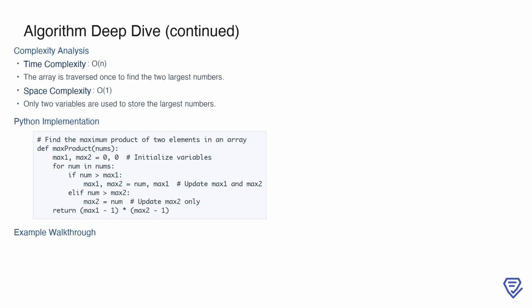If the current number is greater than max1, we shift max1 to max2 and set max1 to the current number. Otherwise, if the number is greater than max2, we update max2. Finally, the result is computed as (max1 - 1) * (max2 - 1) and returned. This implementation is concise, efficient, and handles all edge cases effectively.